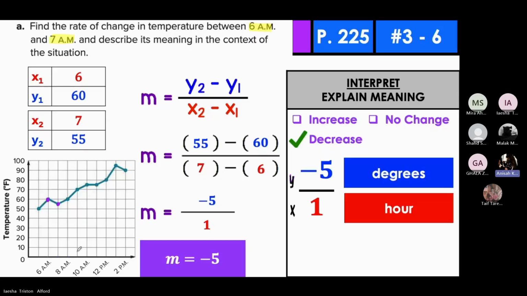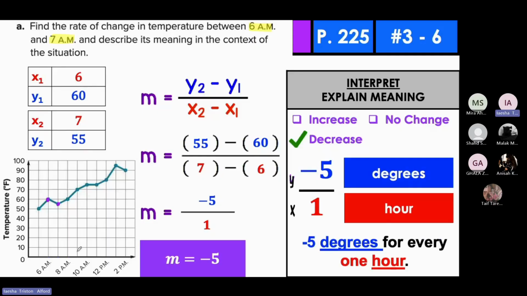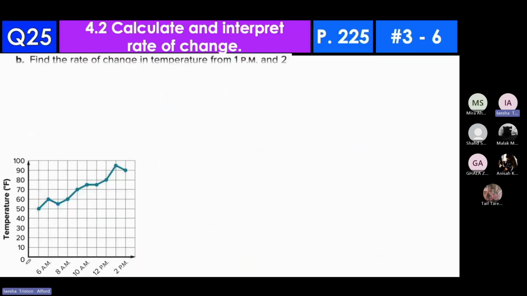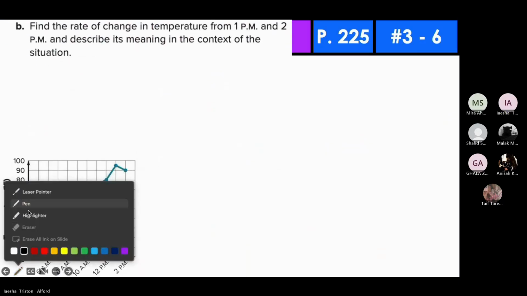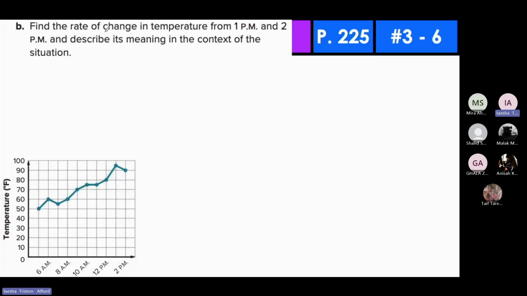Negative 5 degrees in each 1 hour. Good. So negative 5 degrees for every 1 hour. Done. This question has part B, so they could ask you to do it again.